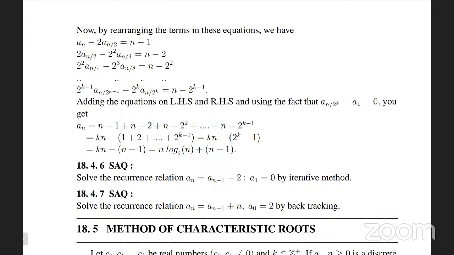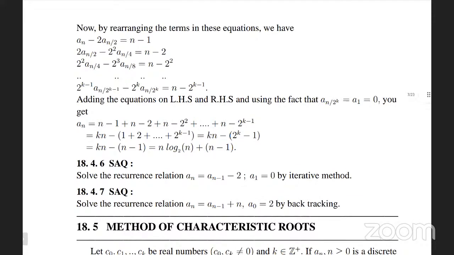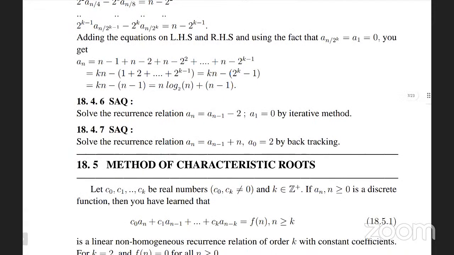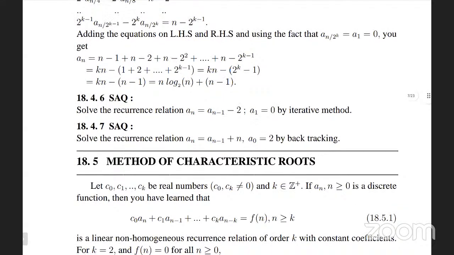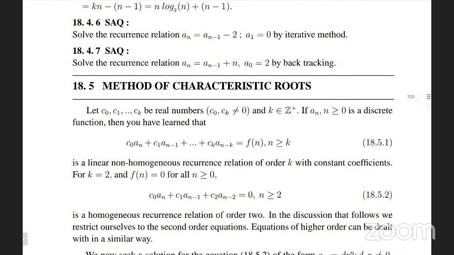If I take the sum of all the terms, k terms will be there. So k times n minus 1 plus 2 plus 1 plus 2 power k minus 1 is n minus 1, so that it is n log n base 2 plus k minus n minus 1, where k equals log n base 2. This is the overall idea for the iteration and backtracking method.